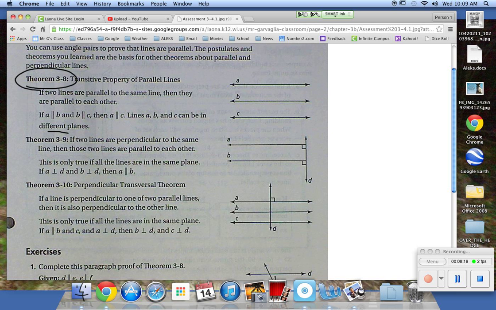Theorem 3.9. What does 3.9 say? If two lines are perpendicular to the same line, then those two lines are parallel to each other. So in this case here, A is perpendicular to D, and B is perpendicular to D, right? Then A and B must be parallel. Or if I go the other way around and I say if two lines are parallel, and I run a perpendicular line through them, or I run a line through them that's perpendicular to one of them, then it has to be perpendicular to the other one. That's how that one works.